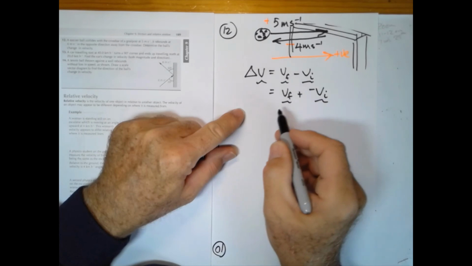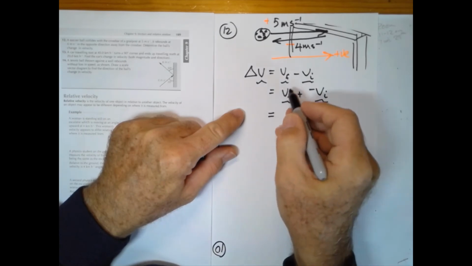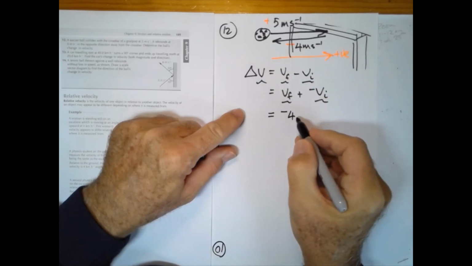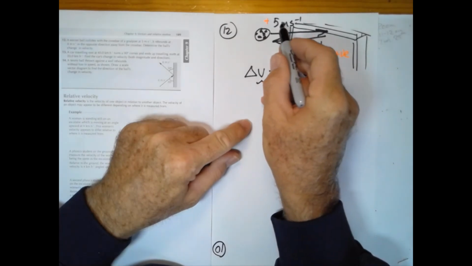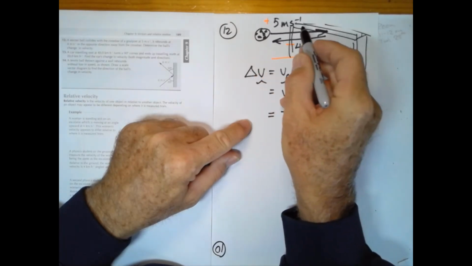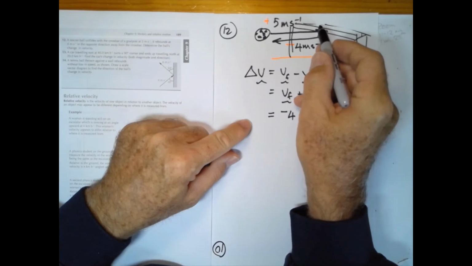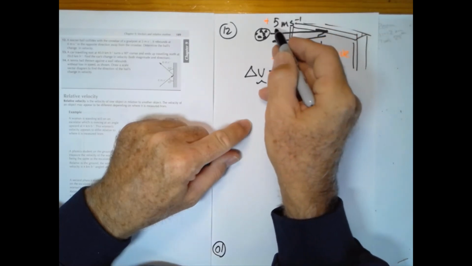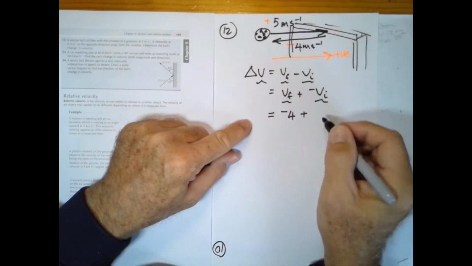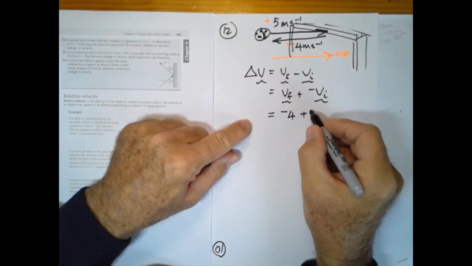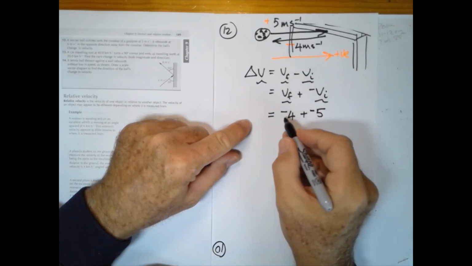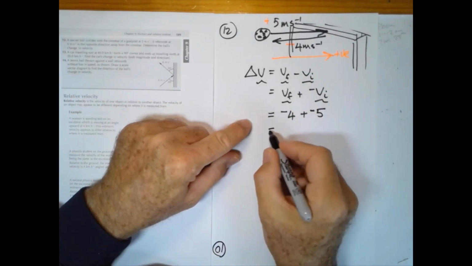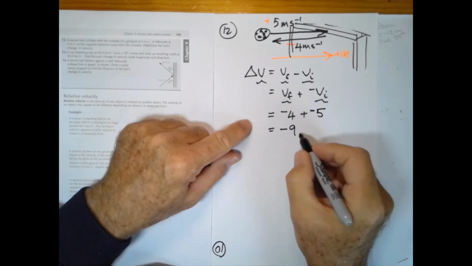The final velocity is negative 4 meters per second plus the negative of the initial velocity. If this is the initial velocity, the negative of that is the same line in the opposite direction. It must be negative 5 plus the negative of 5. Negative 4 plus negative 5 is equal to negative 9 meters per second.